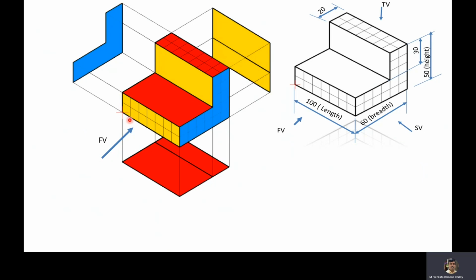In the case of front view, we are able to see only this yellow color region and this front view is projected onto the vertical plane. And in the case of top view, we are able to see this red color region and it is projected onto the horizontal plane. And in the case of side view, we are able to see this blue color region and it is projected onto the profile plane. Now we will move towards the details of drawing front view, top view and side view for the given pictorial view.